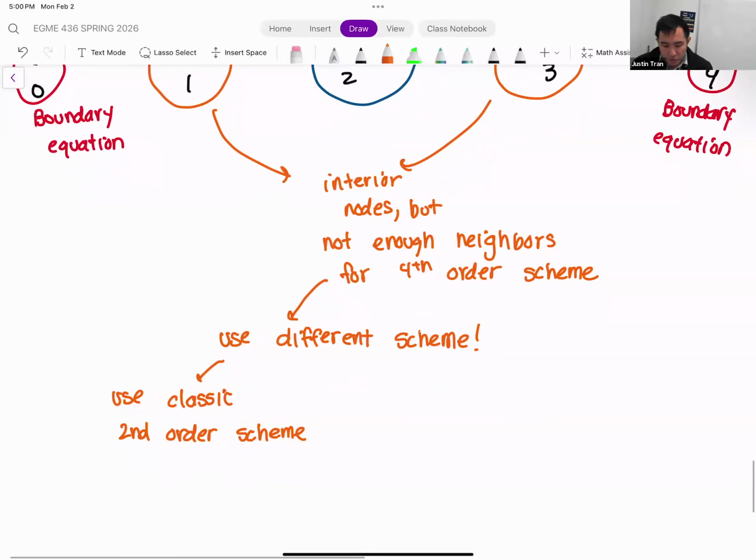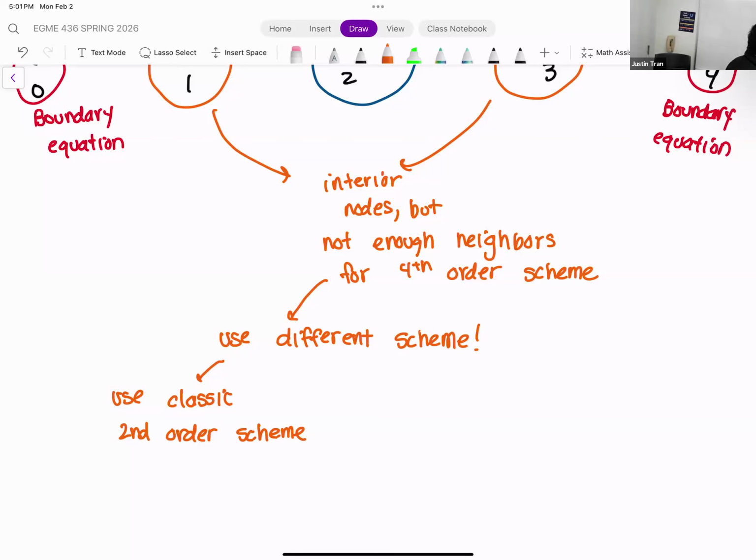So that's what we did in the previous example, except we applied that classic second order scheme all throughout. The classic second order scheme only requires one neighbor in each direction. So that's one option that you can do, okay?